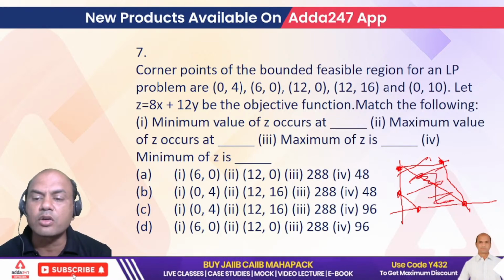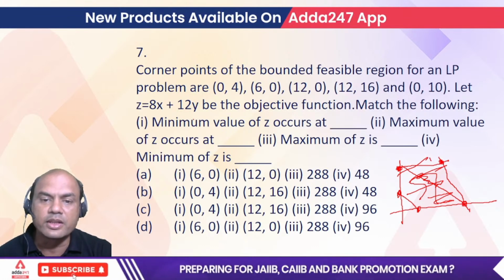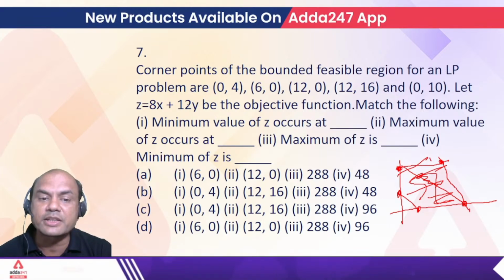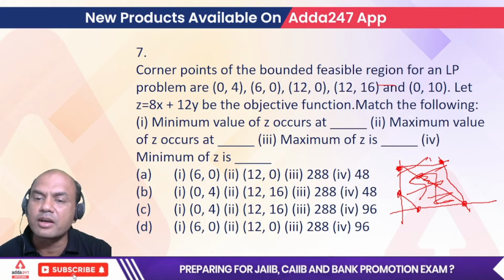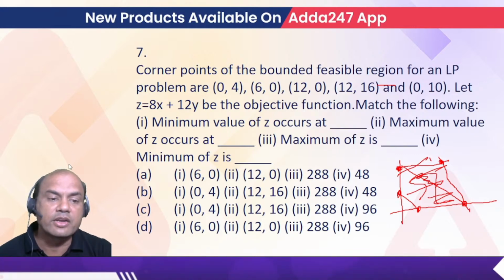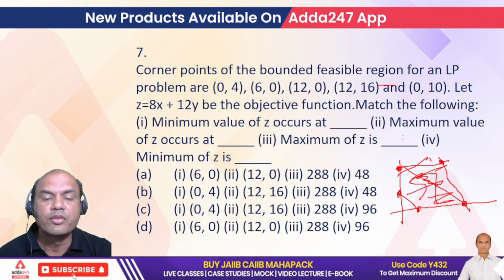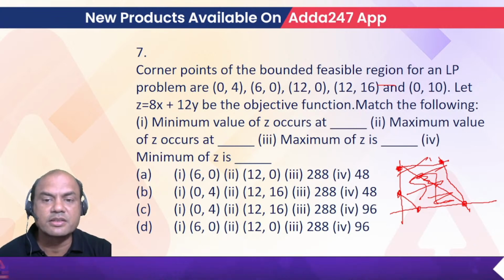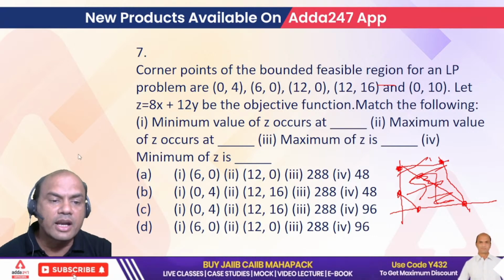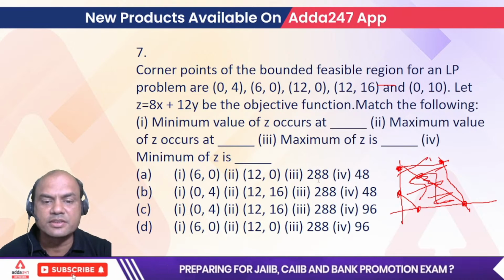These are the corner points, and z equals 8x plus 12y is the objective function. Match the following: the minimum value of z occurs at, now this you have to check. Put the values of each one into 8x plus 12y, the same as the earlier one. Try it yourself. Let us see how many of you try immediately. Try it fast, please. It's very easy, nothing difficult in this. Okay, let's see this.